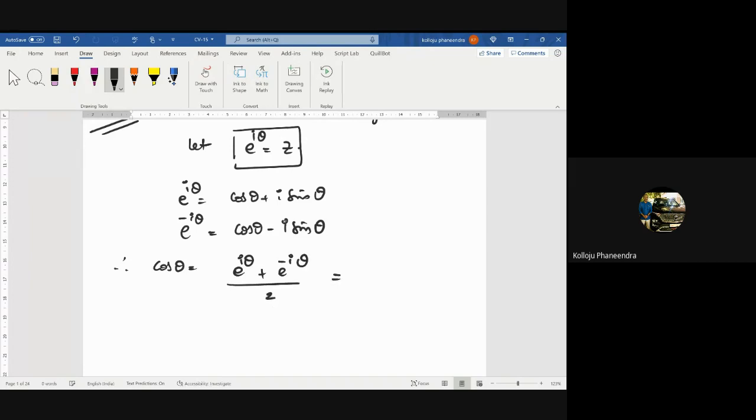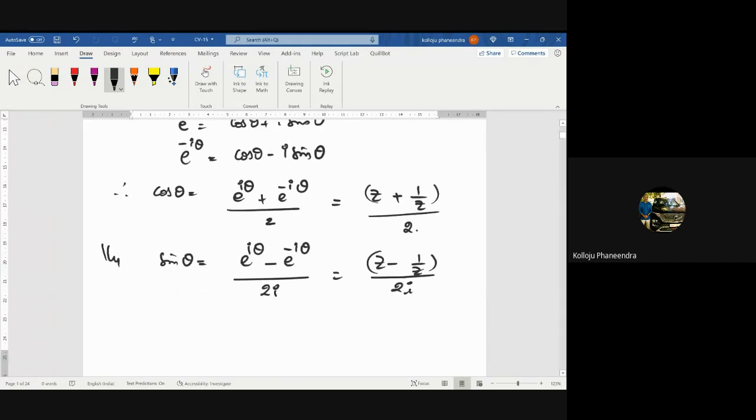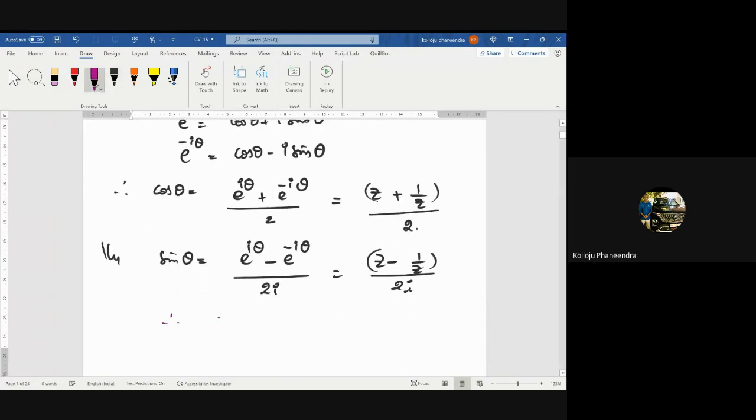But what is e power i theta? I have taken the assumption z. And e power minus i theta becomes 1 by z, by 2. This is the assumption. Similarly, what is sine theta? Sine theta becomes e power i theta minus e power minus i theta by 2i. So this is z minus 1 by z, whole by 2i. These are the substitutions. Therefore, you have to remember this.